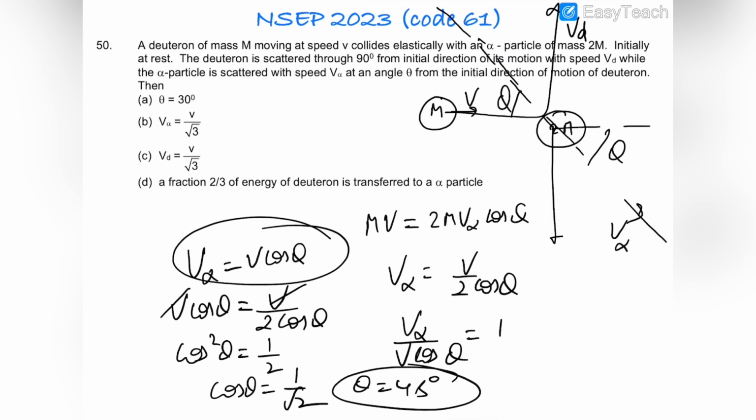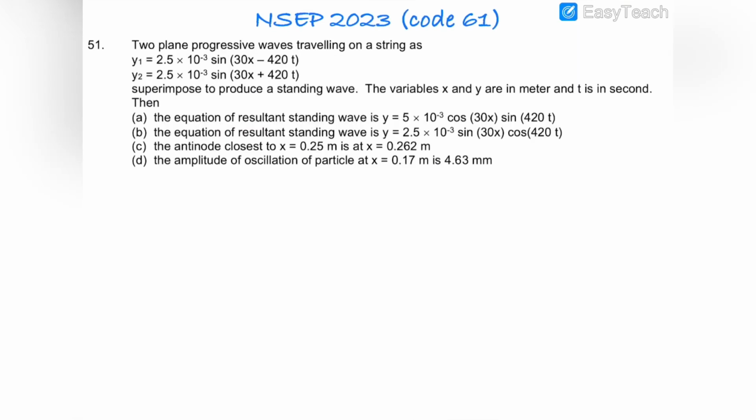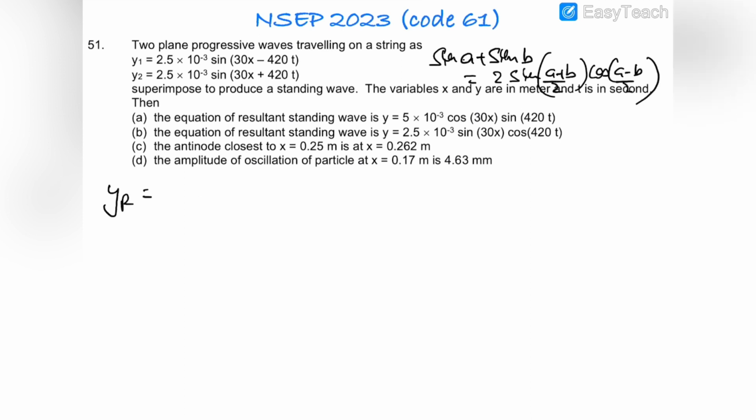In this question you can see that there are two progressive waves, this and this, traveling in opposite directions. They superimpose on each other and we have to choose the correct option. We know that the resultant wave would be, we know that sine A plus sine B is equal to 2 sine (A plus B) by 2 cos (A minus B) by 2. And therefore we can say that the resultant wave would be 5 into 10 raised to power minus 3 sine 30x cos 420t. Therefore this is incorrect, this is incorrect.